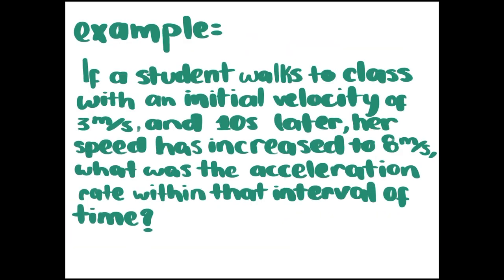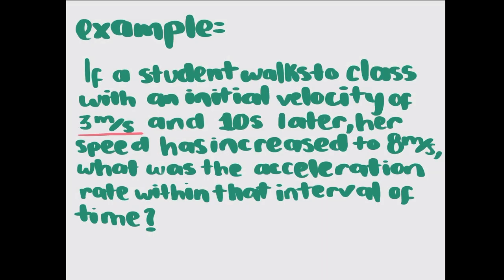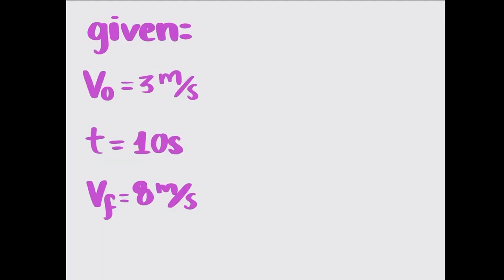Let's quickly go over an example. If a student walks to class with an initial velocity of 3 meters per second and 10 seconds later her speed has increased to 8 meters per second, what was the acceleration rate within that interval of time? First, we're going to underline our important data. This will help us create a list of givens. In this case, we have an initial velocity of 3 meters per second, a time of 10 seconds, and a final velocity of 8 meters per second.